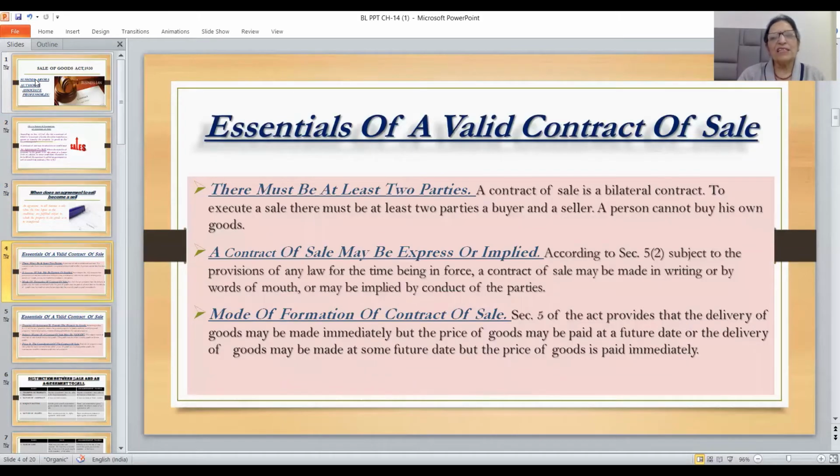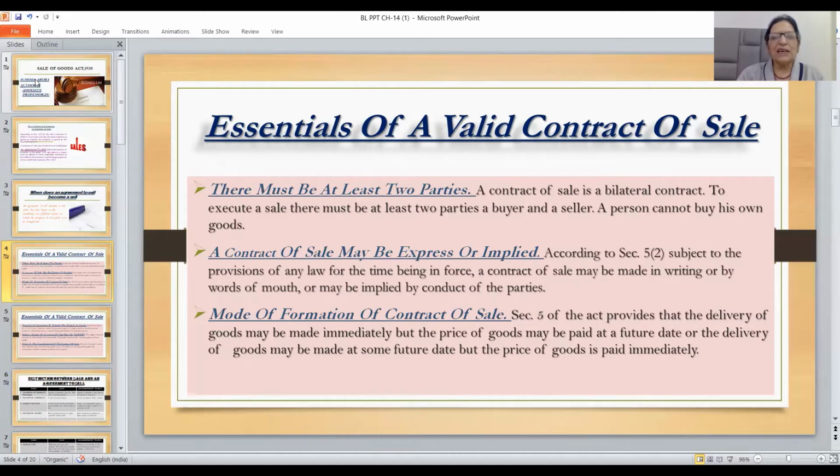Now, what are the essentials of a contract of sale? So friends, there are 6 points regarding this that I would like to explain. The very first point is there must be at least 2 parties. Out of the 2, one should be the buyer, the other should be the seller. No person can buy his own goods. So the contract of sale is a bilateral contract, consisting of 2 parties, one as the buyer, the other as the seller.